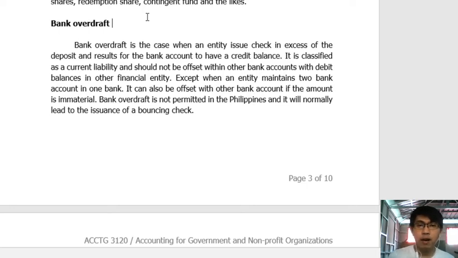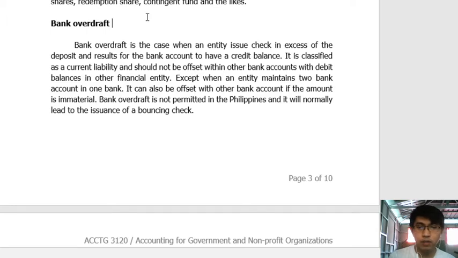So, dahil mas malaki yung issuance ng check compared doon sa iyong balance, ay magkakaroon yun ng credit balance. So, therefore, negative ang iyong cash in bank account. It is classified as a current liability and should not be offset with other bank accounts with debit balances in other financial entity. Because a negative cash balance will result to being classified as a liability. Magkakaroon ka ng utang doon sa bank dahil sobra yung in-cash compared doon sa balance mo lamang.